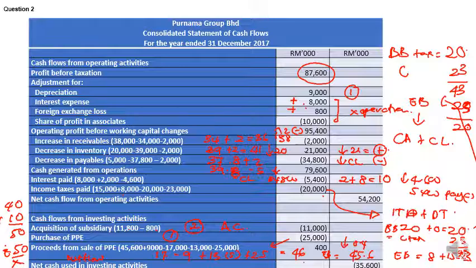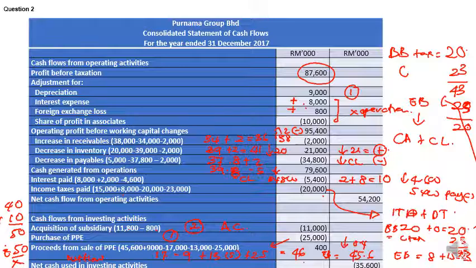Compare 39.2 with the ending balance, which is 5,000 lower at 39.8 against the beginning balance of 5. Means you have a reduction of 34,800. Since this is a reduction in a current liability, we need to minus. So you have minus 34,800. Totaling up, the cash generated from operations is 79,600.